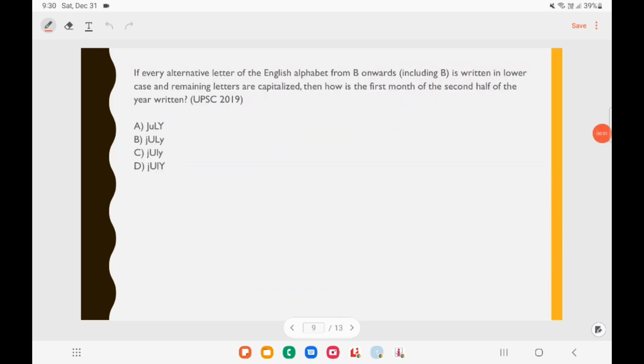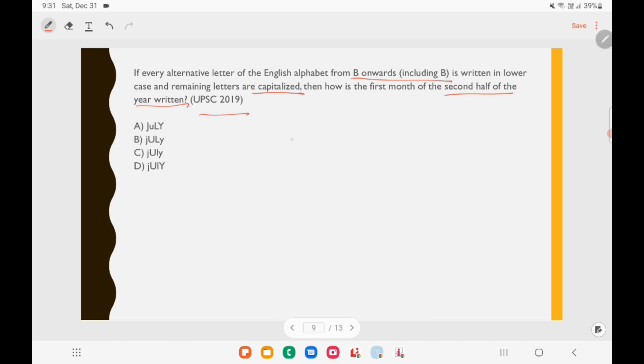So now let's move on to a different question. This is from UPSC 2019. If every alternate letter of the English alphabet from B onwards, including B, is written in lowercase and the remaining letters are capitalized, then how is the first month of the second half of the year written? So the first month of the second half is July, right? So how is it being written?